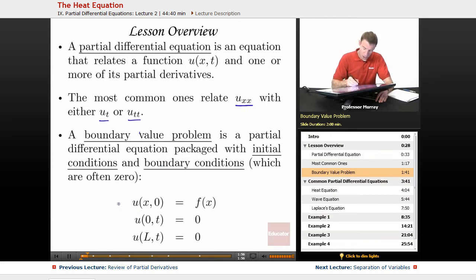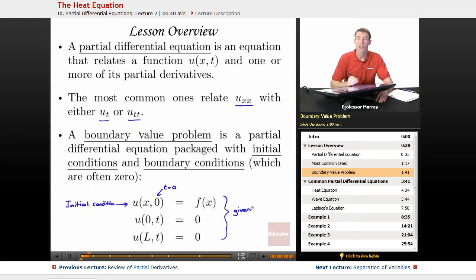The initial condition is this first condition here. The idea there is that you've plugged in time equal to 0. That's why it's called the initial condition, because it takes place at time 0. So we've plugged in t equals 0, and so we just get a function of x. This would be given to you in the context of the problem. All of these equations would be given to you.